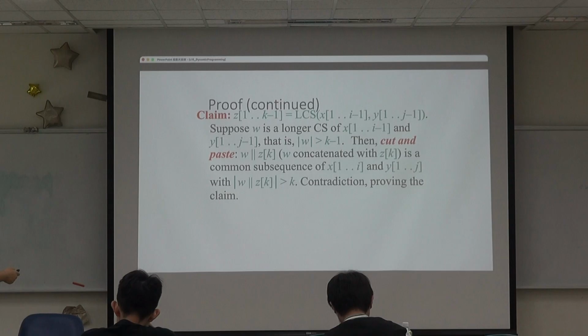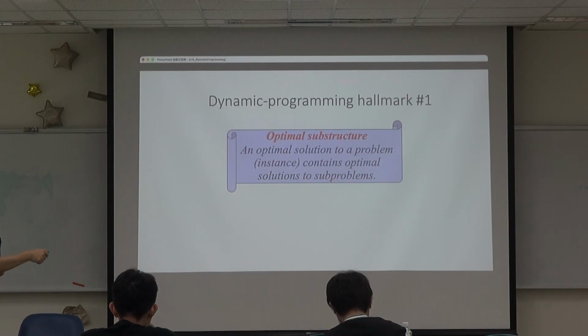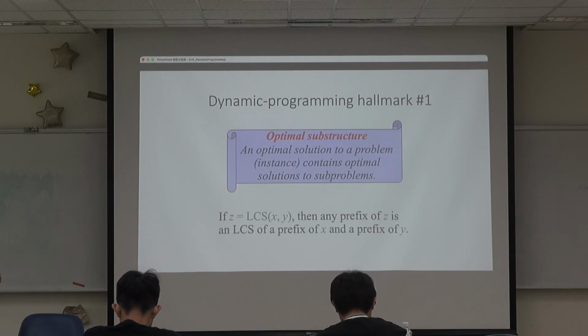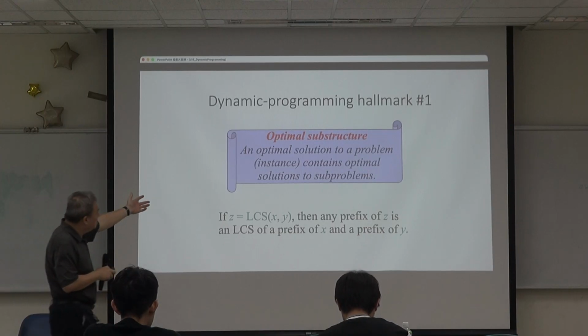So we have this optimal substructure. This is very important. Any dynamic programming problem must have such a property. So if Z is an LCS of X and Y, then any prefix of Z is an LCS of a certain prefix of X and a certain prefix of Y. That's what we meant here.